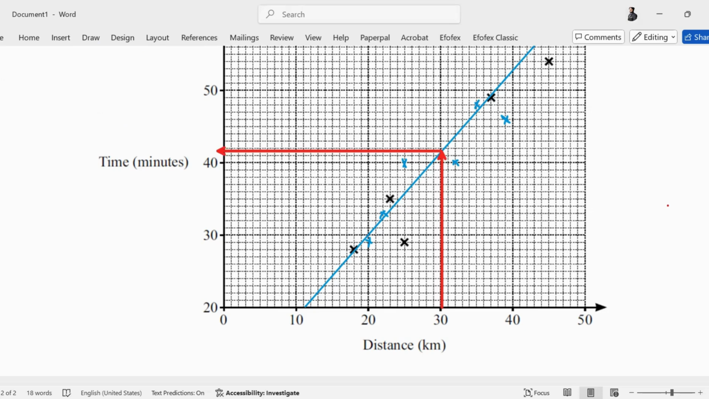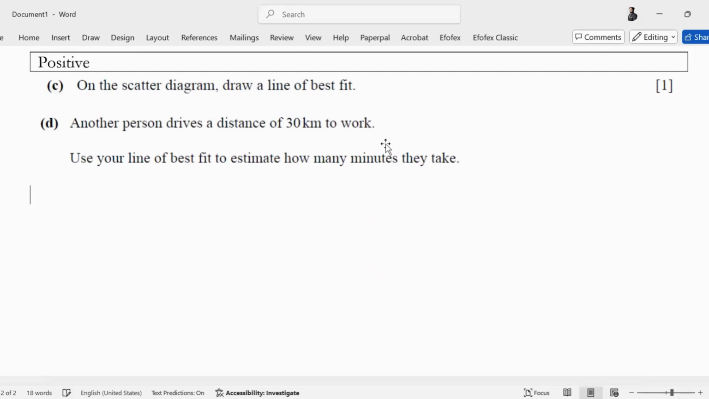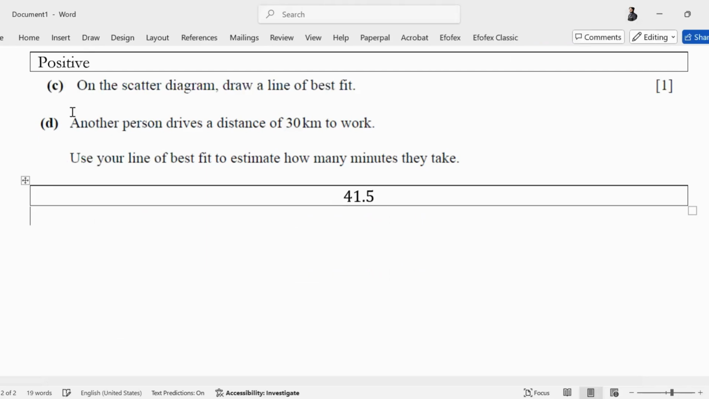This is my value. Obviously, your line of best fit can vary. It might be leading to a different answer. So the time is 41.5. Minor tolerances are allowed in such questions, so do not worry about that. Moving on to question number 7.